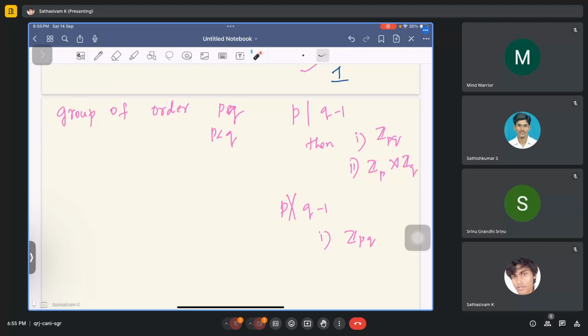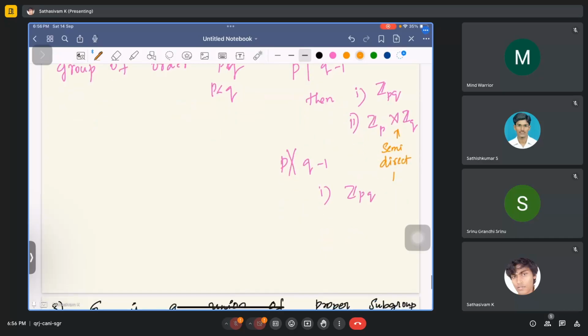You can prove it. Anyway, I'm not explaining what this particular term is, but you just assume it's a non-abelian group. It's called a semi-direct product. Those who are interested, you can look it up. It's a very important construction. Later on, you will find it very useful. So interested people can look it up.